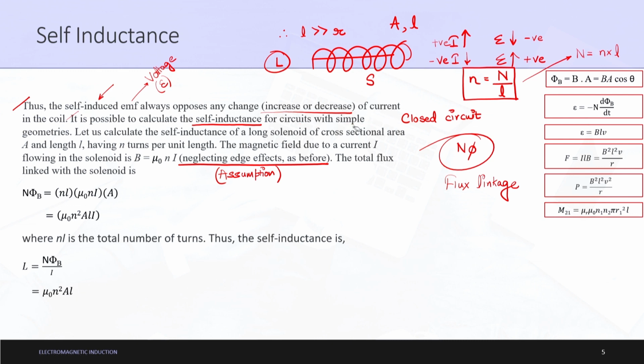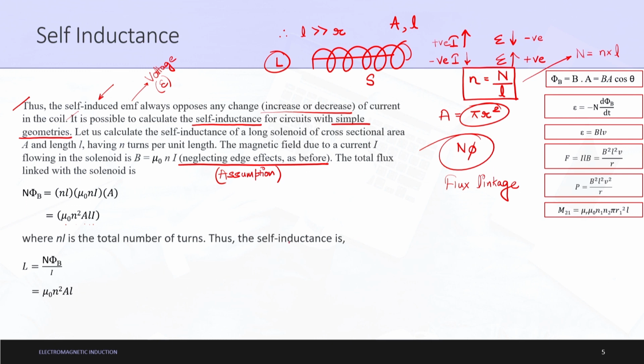It is written here that we are talking about simple geometries. If the solenoid is being talked about, then it is quite evident that the cross sectional area will be the cross sectional area of a circle. So the value should be pi r square. Mathematically evaluating this, we get N phi B is equal to mu naught n square A l I, where small n into small l is the total number of turns.